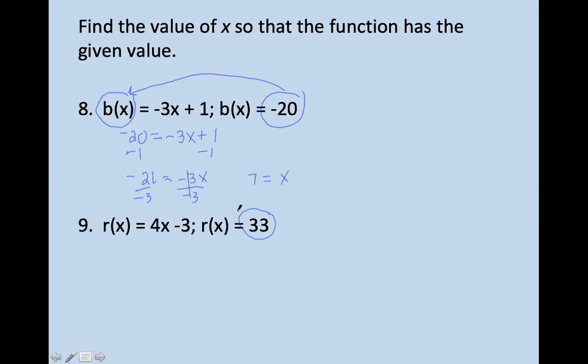I'm taking 33, and it says that's what r of x is equal to, so I'm putting it in place of r of x. So 33 is equal to 4x minus 3. I'm going to add 3 to both sides. So 36 is equal to 4x. I'm going to divide both sides by 4. And this time I get 36 divided by 4 is 9 equals x, or x equals 9. Let's see our next one.